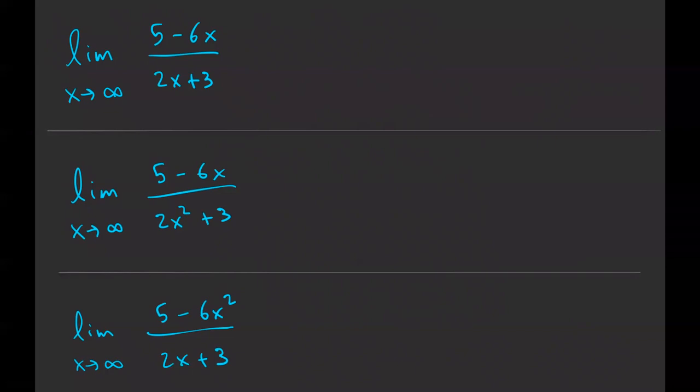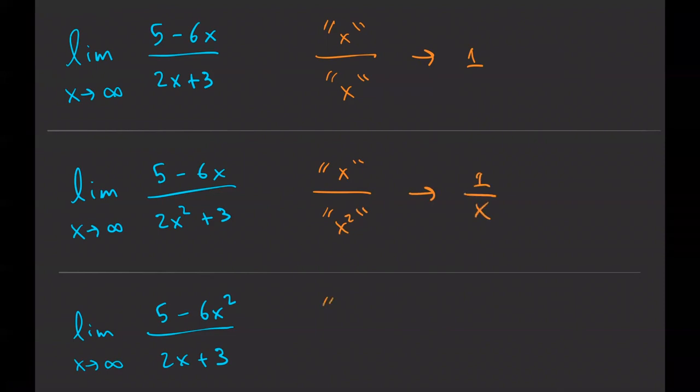You'll notice here that I have an x over an x, which is kind of like a 1. This right here is an x over an x squared, which is kind of like a 1 over x. This right here is an x squared over an x, which is kind of like x. Really, the point that I'm making here is in this first example, my degree was the same on the top and the bottom. In this second example, my degree was larger on the bottom. And in this third example, my degree was larger on the top.